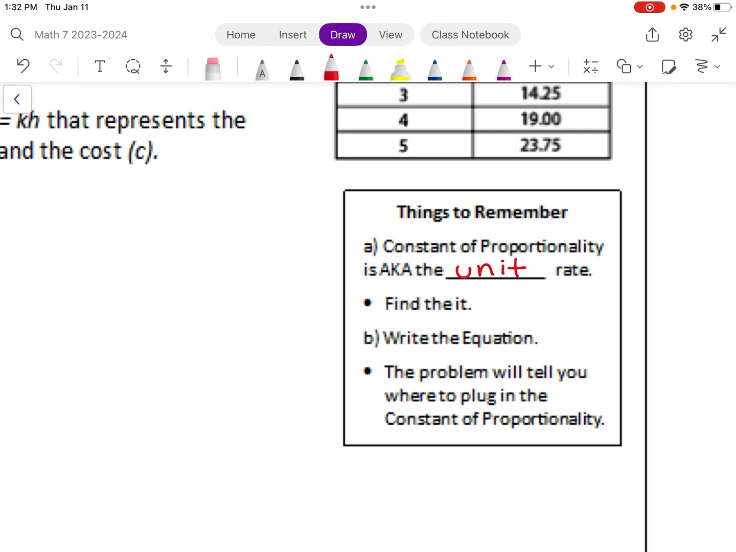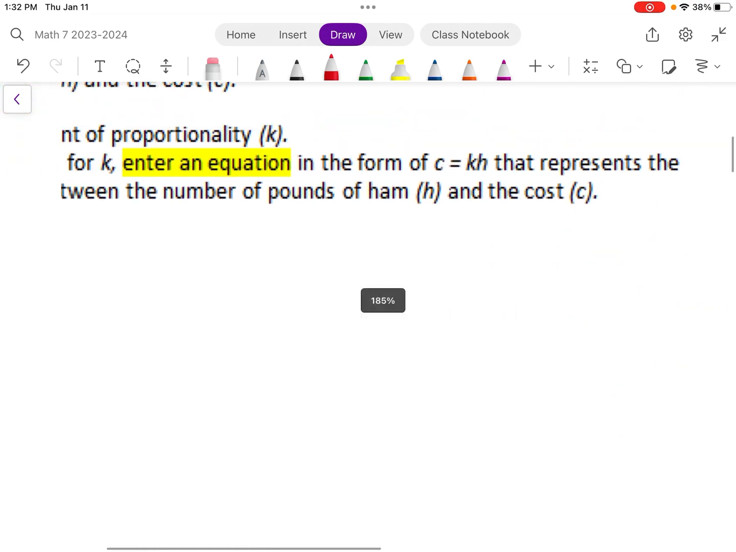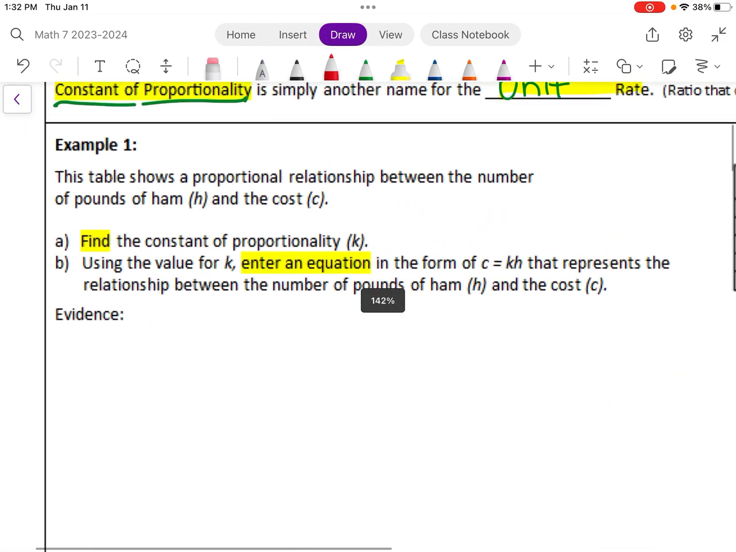These examples are going to ask us to first find the unit rate, or the constant of proportionality, and then to write the equation. Remember, the problem is going to tell us where to plug in the constant of proportionality. They're always going to provide us with an equation. So let's take a look at example 1.